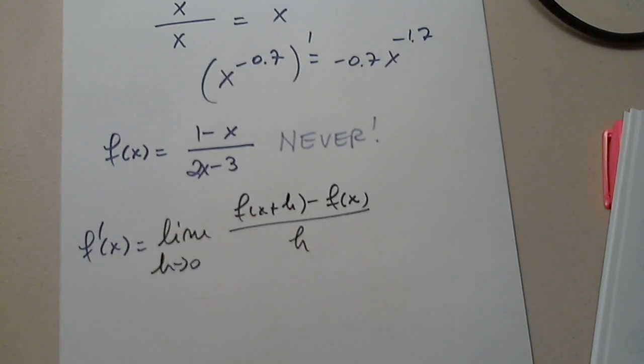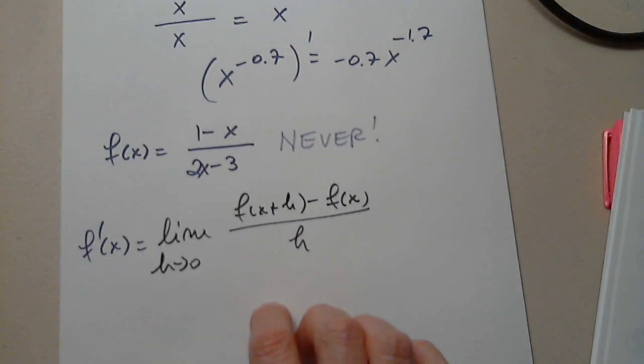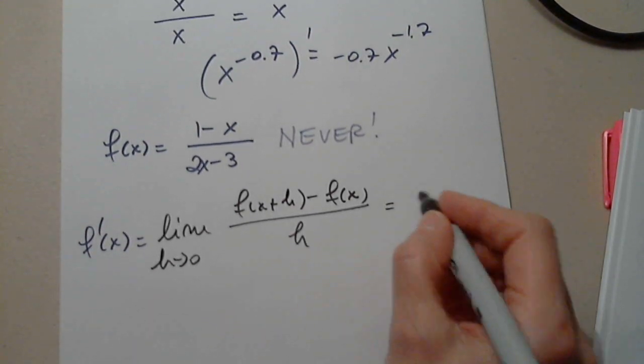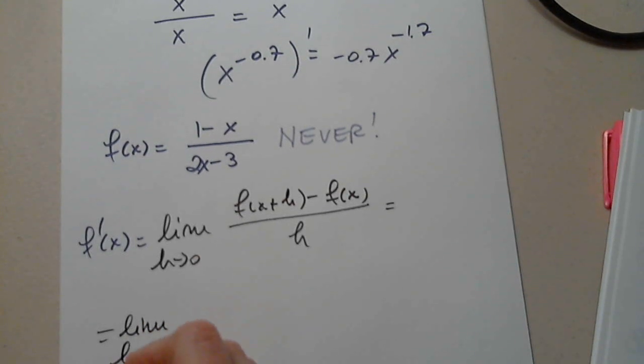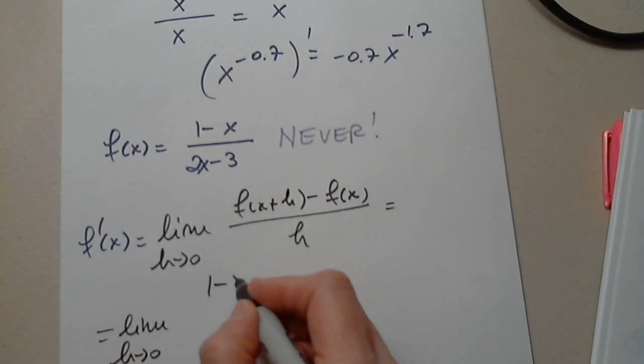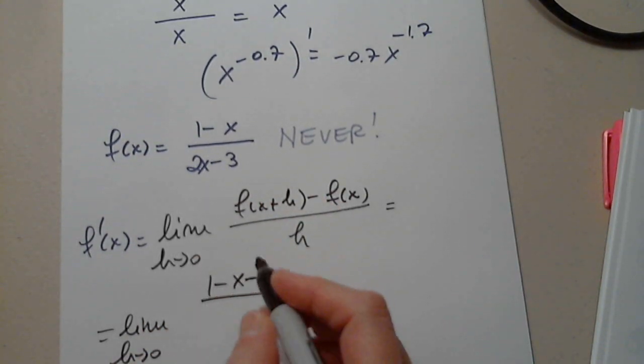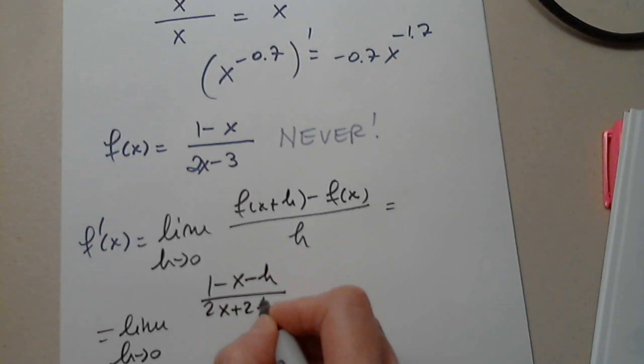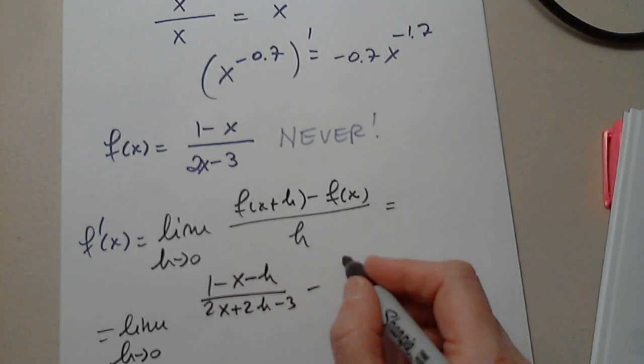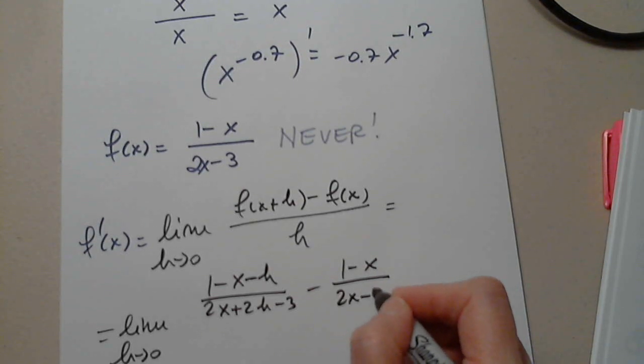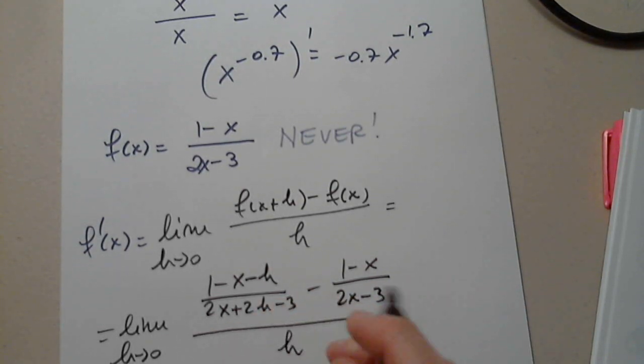We're not talking about the differentiation rules. We're talking about the definition of the derivative. Good. So then this is the limit as h approaches 0 of 1 minus x minus h over 2x plus 2h minus 3, minus 1 minus x over 2x minus 3, divided by h.